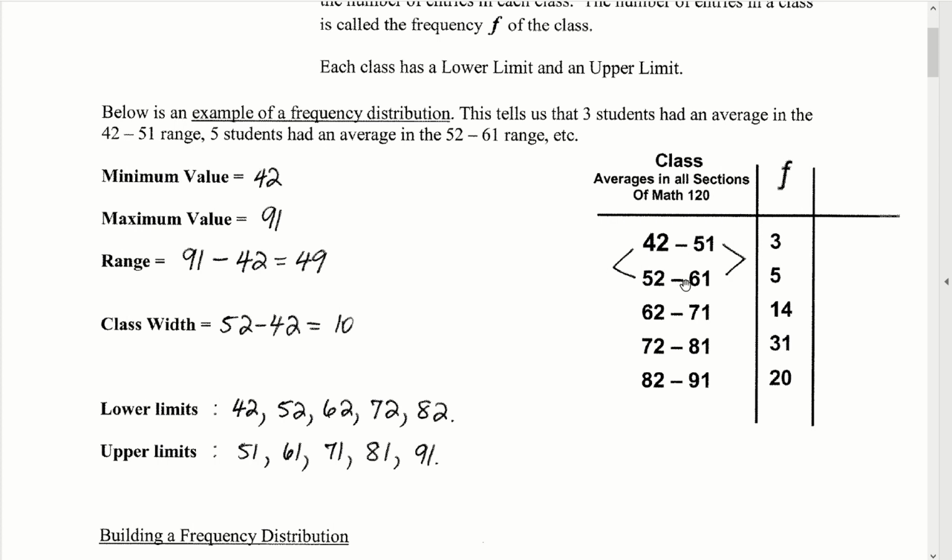A lot of students will make the mistake of trying to take an upper limit minus a lower limit and thinking that gives the class width when in fact it does not. For example, if I try to do 51 minus 42, that would give us 9, when in fact the class width should be 10 on this. So be very careful with that.